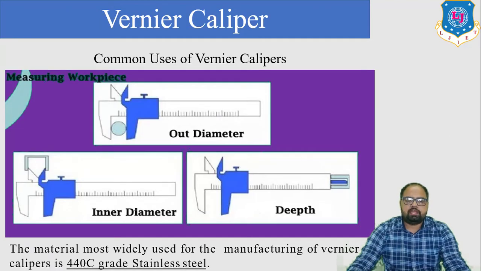Next is the vernier caliper. Common uses of the vernier caliper are to measure the outside diameter, the inner diameter, and also the depth. The material most widely used for manufacturing the vernier caliper is 440 C grade stainless steel.